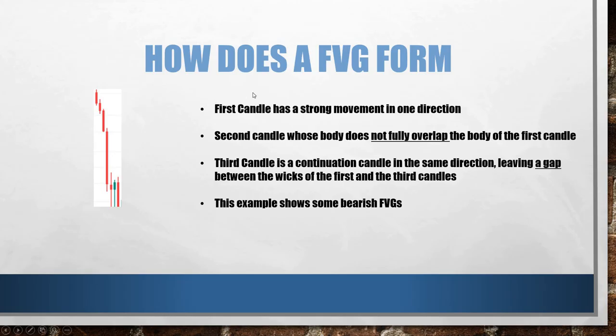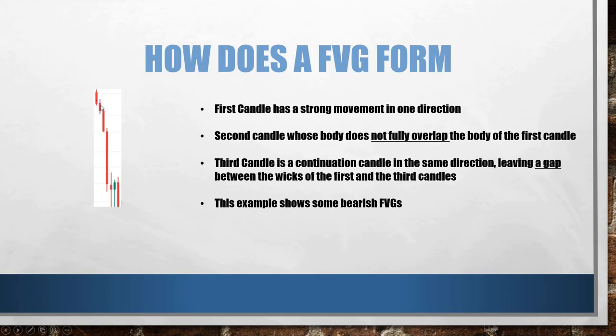So the FVG, how do we spot it? How does it form? You need first to have a first candle that has a strong movement in one direction. When I say strong movement, it just needs to be a definite bearish candle or a definite bullish candle, not one of those small middle candles where you don't know. We're talking about a definite move, like the first candle here on the left.